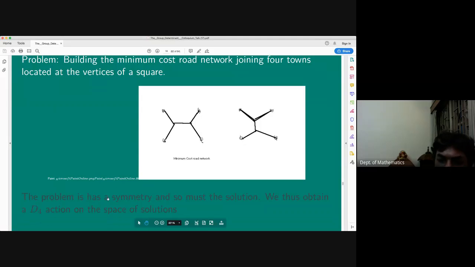So what does it mean? That we have an action of D4 on the space of solutions. Suppose D4 acts on this square. I have not drawn this square, but suppose you draw a square joining these four cities as vertices. Then what happens when D4 acts on this square? Suppose it rotates the square by 90 degrees. Then the solution, the road network, becomes this. And this is also a minimal cost road network. Both are minimal cost networks, but we discovered this second one by applying the symmetry group of the square.